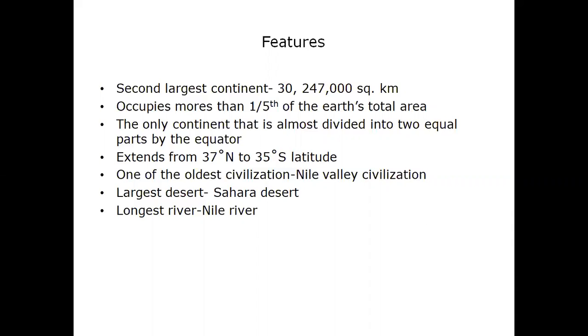Africa is the only continent that is almost divided into 2 equal parts by the equator. This continent extends from 37 degrees north to 35 degrees south latitude, and it comprises one of the oldest civilizations known as the Nile Valley civilization. It also has the world's largest desert known as the Sahara Desert and world's longest river, the Nile River.